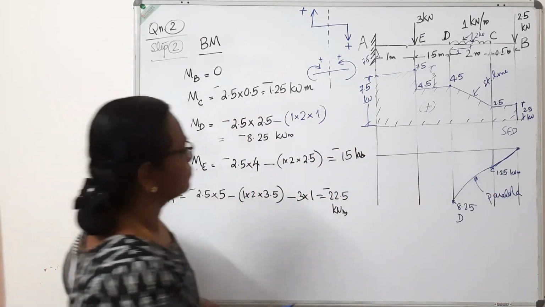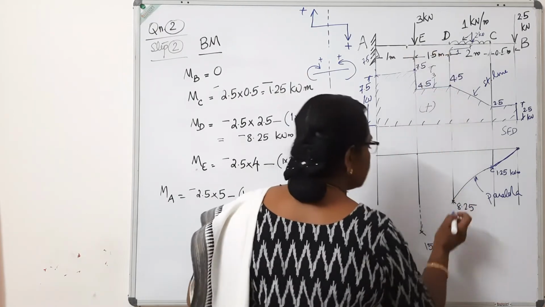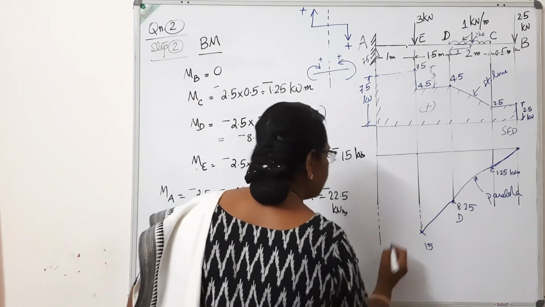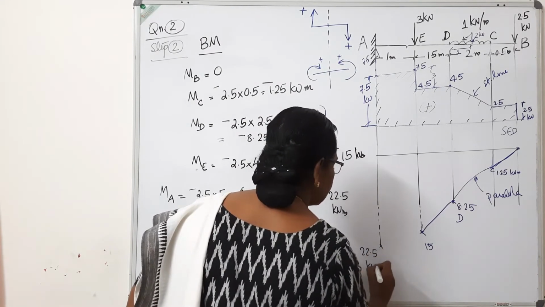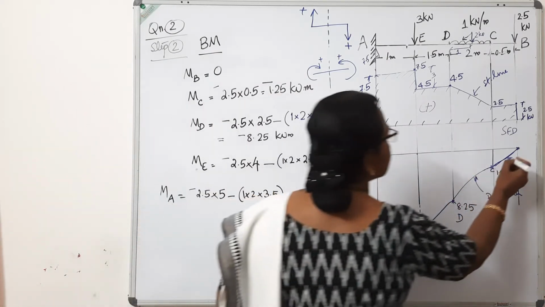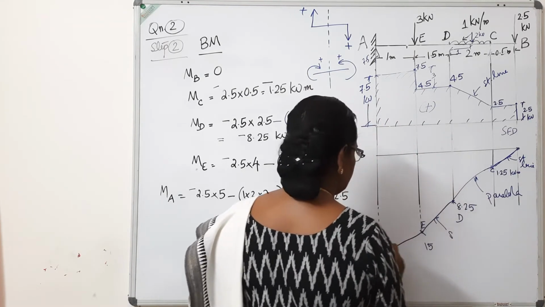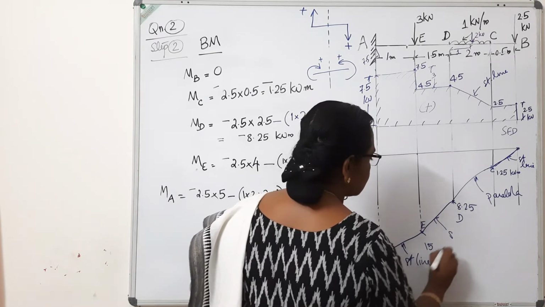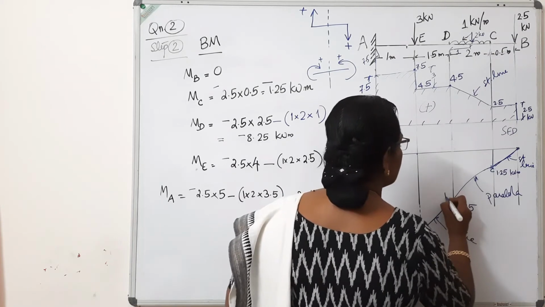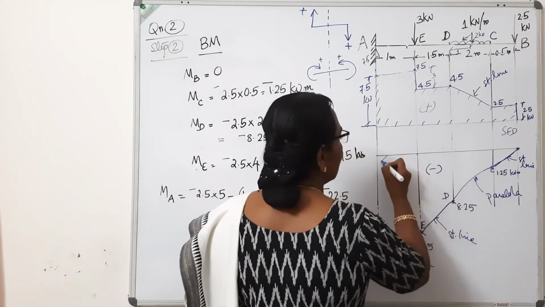Next is ME, minus 15. So along this line, from here you mark 15. There is no load between this, so you connect it with a straight line. And next A, it is 22.5. From the base you mark 22.5 kilonewton meter and connect it with a straight line. Between D and E and between E and A, these are straight lines. Only between C and D is it a parabola, since there is uniformly distributed load. Now this entire figure is below the line. We have a negative diagram.